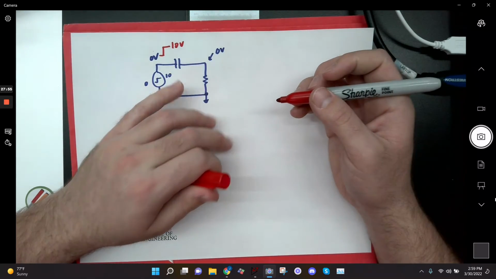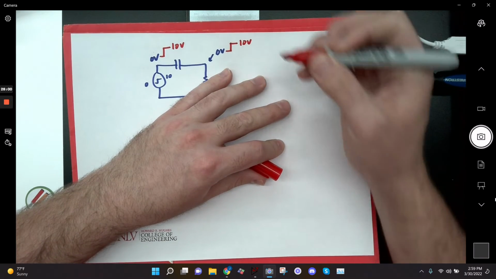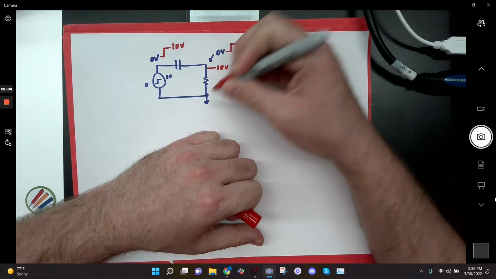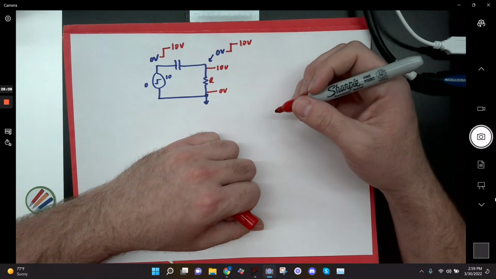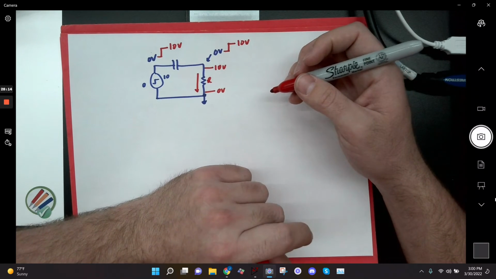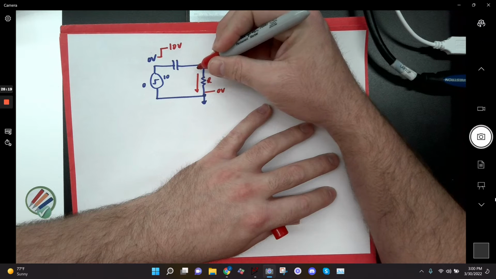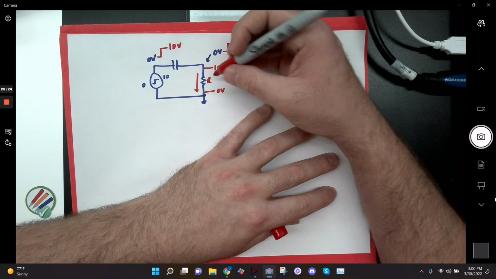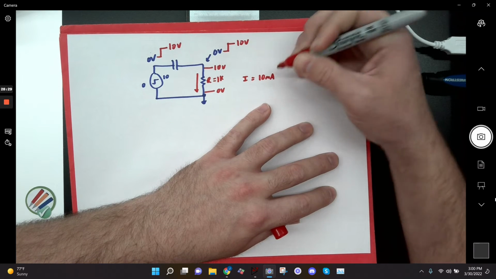I think I said 3 milliseconds in the previous case. This is going to go up with it to 10 volts, right? At that moment, this voltage is 10 volts and this voltage is 0 volts, so I'm going to get some current flowing through this resistor. It's going to start pulling this node's voltage down. Initially, with 1K, my I is going to be 10 milliamps right off the bat.